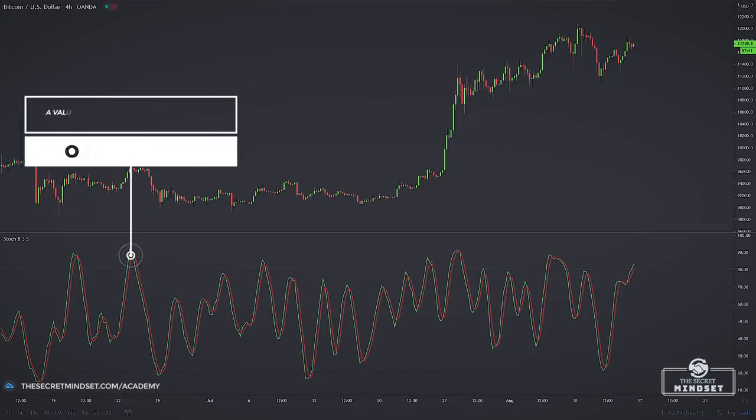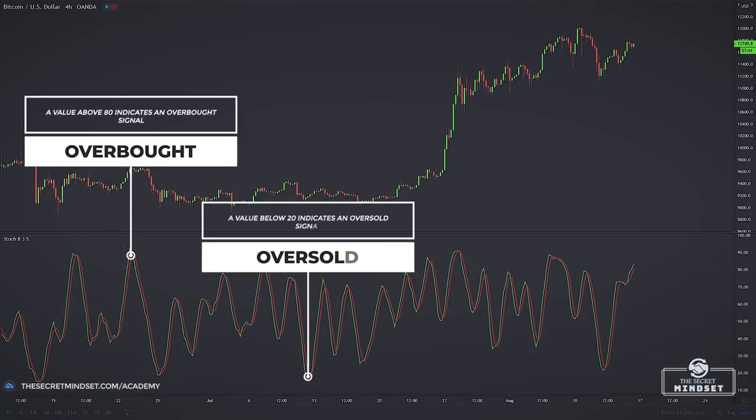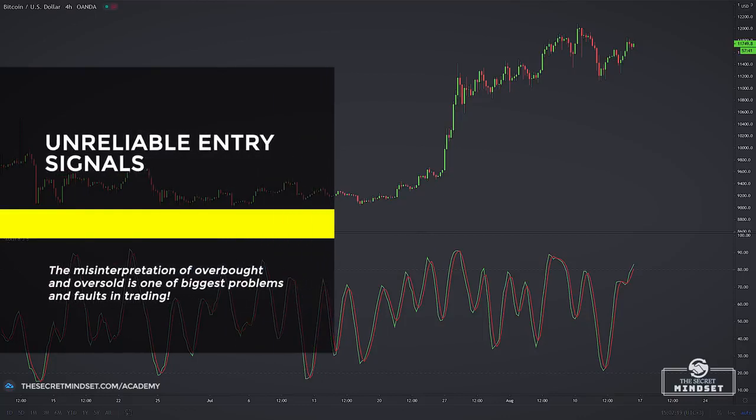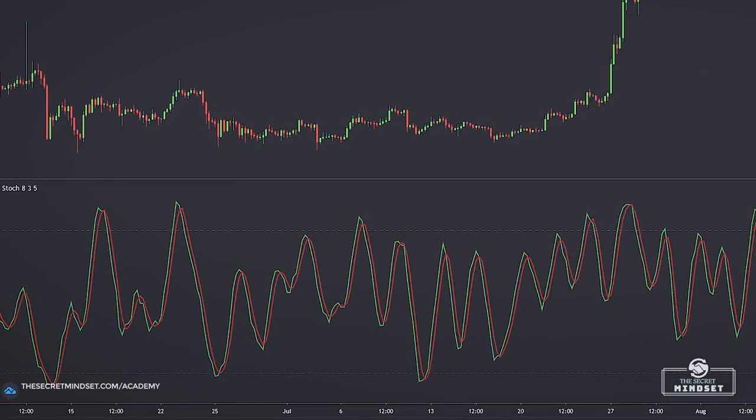Overbought and oversold signals are noticed when the indicator takes values above 80 or below 20, which serve as thresholds. When the indicator value falls below 20, an oversold signal appears, while a value above 80 indicates an overbought signal. However, the overbought and oversold concept is one of the biggest problems and faults in trading. Markets can stay in overbought and oversold conditions for weeks or months, so an entry relying on these conditions is a guaranteed way to lose capital in the long run.